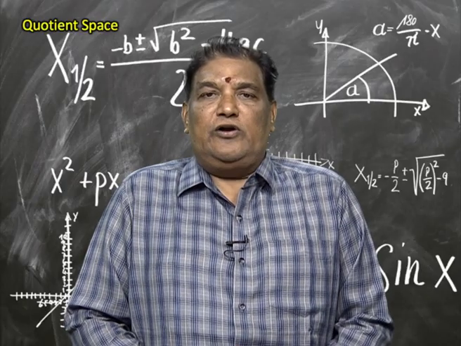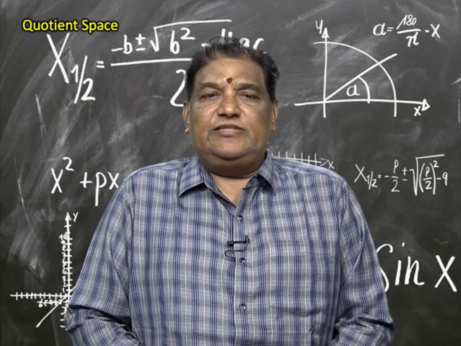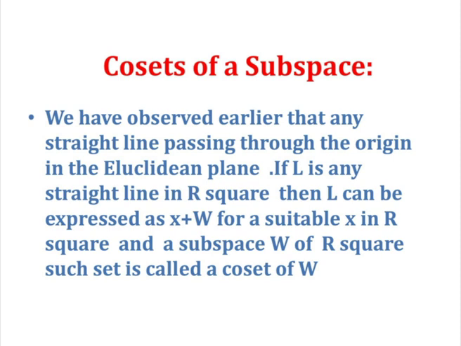Coset of a subspace. We have observed earlier that any straight line passing through the origin in the Euclidean plane, if L is any straight line in R square, then L can be expressed as x plus W for a suitable x in R square and a subspace W of R square. Such a set is called a coset of W.